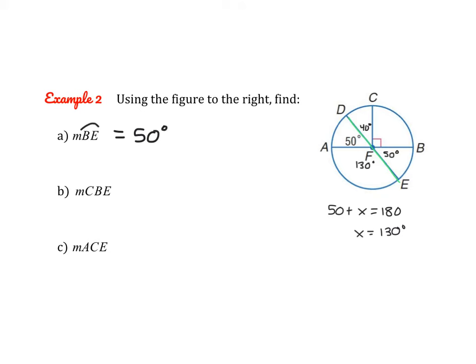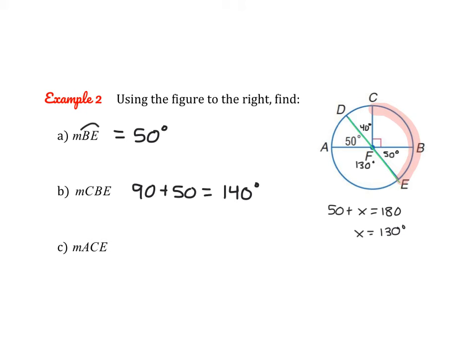All right, so now let's look at CBE. I'm going to trace over that with a highlighter. So CBE is this entire arc right here. So I have to add up the 2 parts that I know. I know that it should be 90 plus 50, which will be 140 degrees.